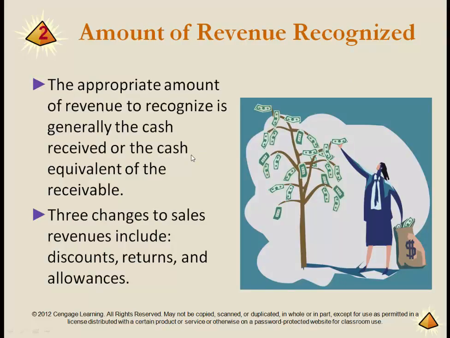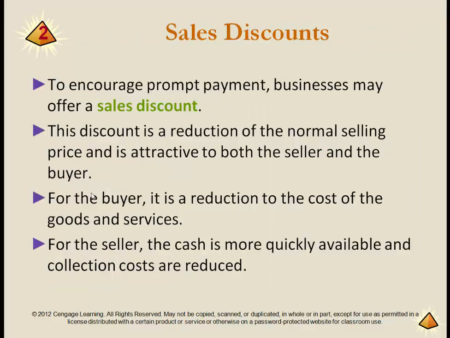Revenue recognition continued. The amount of revenue recognized is generally in cash, and more often than not we'll set it up in a receivable. And if we have sales, sales really has three components. In addition to regular sales revenue, you have changes to it, which are discounts, returns, and allowances, and each has a different character to it. Let's touch on some of those.